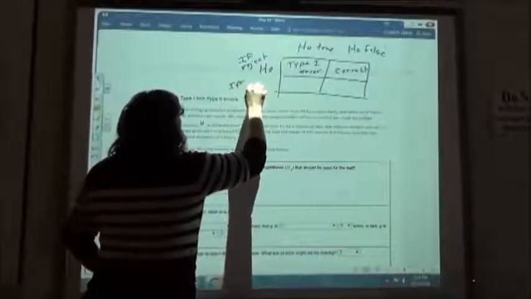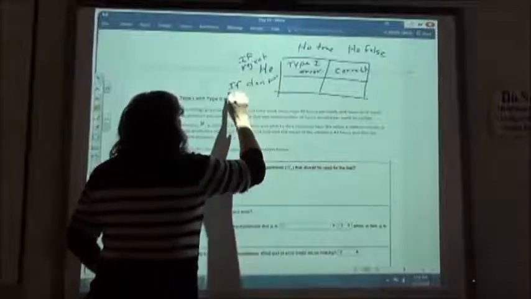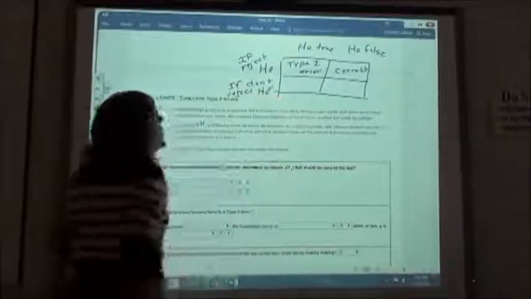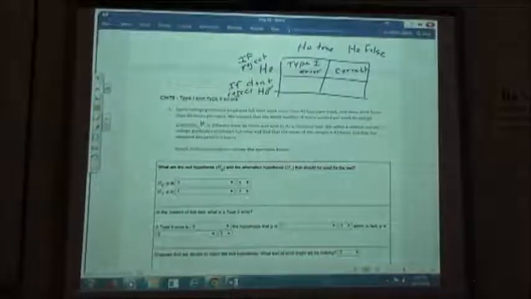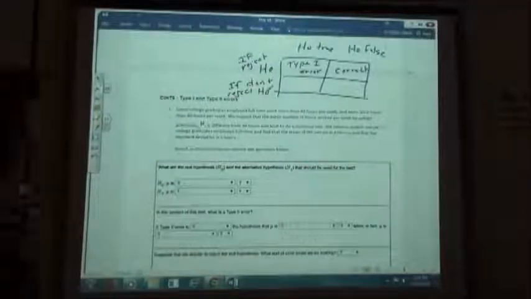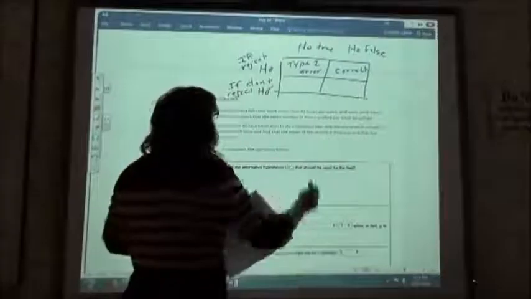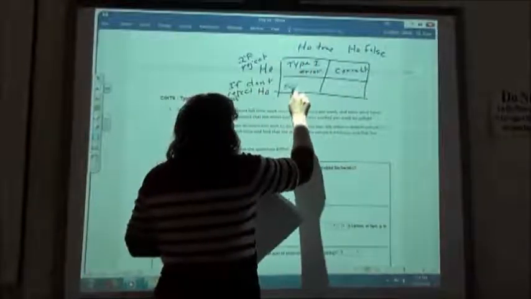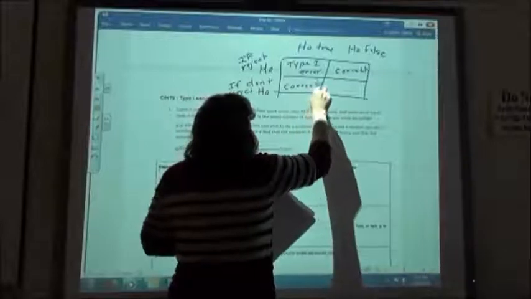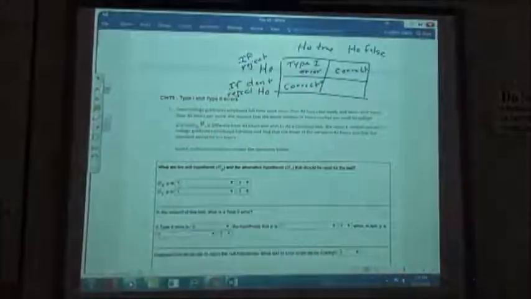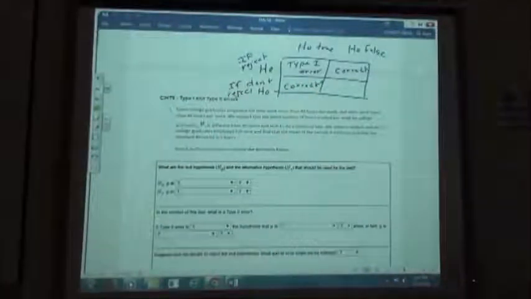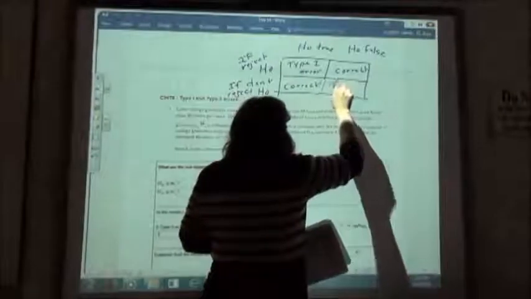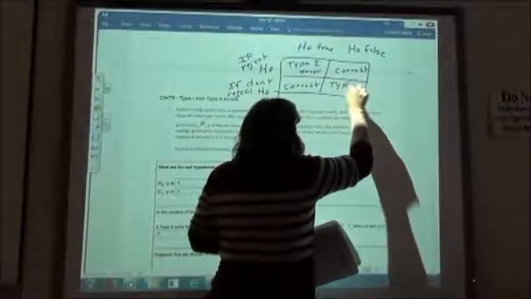If I don't reject the null, in other words, I accept the H1 instead of the H0. If I don't reject the null, and the null was true, that's the correct statement. I would accept the H0 if it were true. And if it were false, then that's when I get what they call a type 2 error.